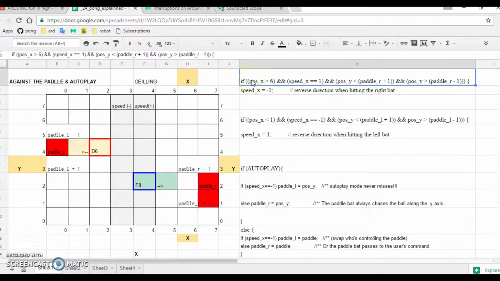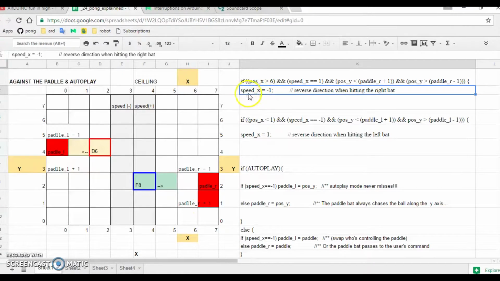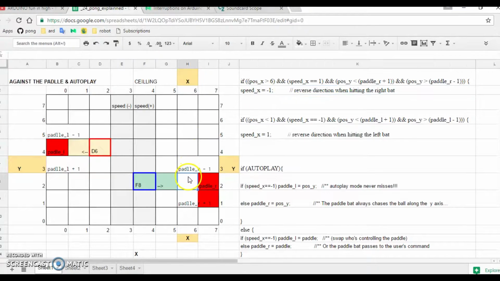This is a modeling spreadsheet. Let's suppose the ball leaves that place, F8, in the positive direction to the right. Coming this way, it goes against the right pedal bat. Here, F11, exactly when the ball is in position F11, it meets the first two clauses, as well as the third and the fourth clauses, since position Y is greater than pedal bat minus 1 and less than pedal bat plus 1. Bingo! The ball will reverse direction when hitting the right pedal bat.